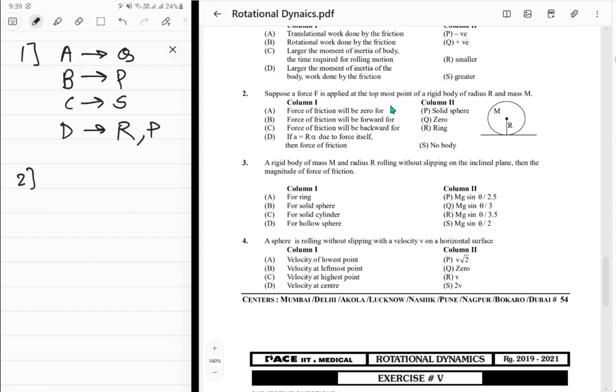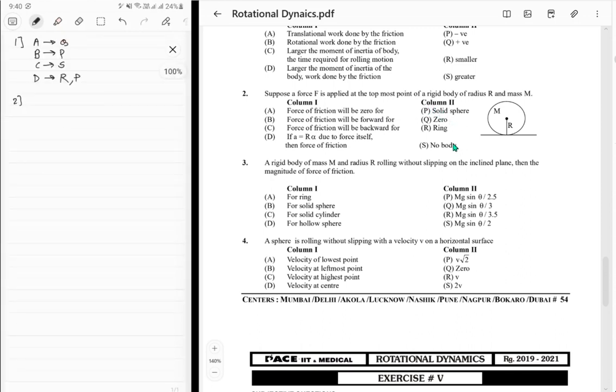Second: suppose a force F is applied to the topmost point of a rigid body of radius r and mass m. I've seen this question actually, I think. It depends on the inertia as well. So, topmost point of a rigid body is fine. The force of friction will be zero for, oh yeah, so we need to actually calculate the thing.